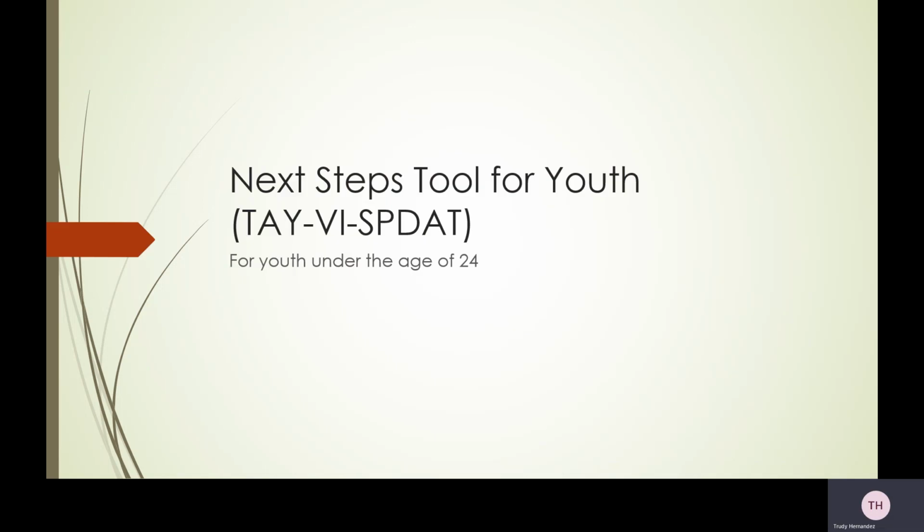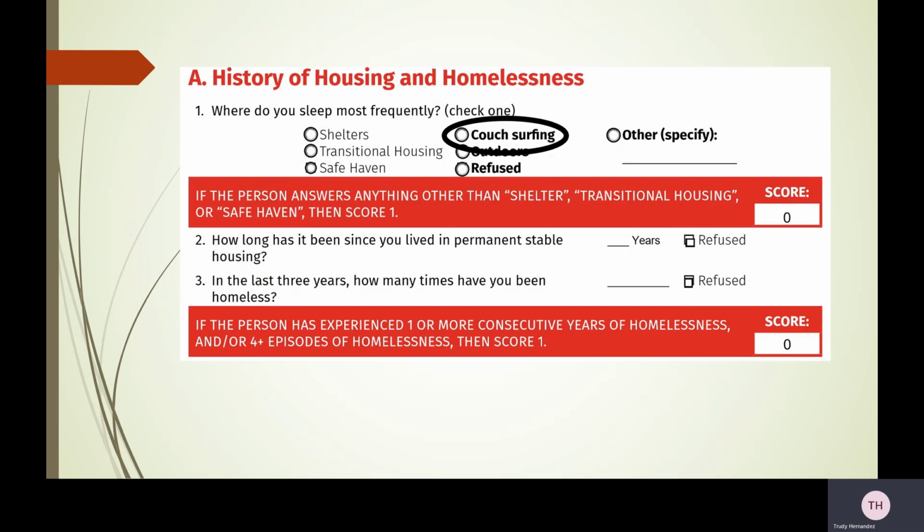That takes us to the last one. We are almost done. So the VI-SPDAT for youth, that is looking for youth who are under the age of 24. So that's 18 to 24, the way that we typically see youth in the housing and homeless definition. So 18 to 24, you will conduct this one. There's just a few changes from the individual in this, and we'll go through that pretty quickly.